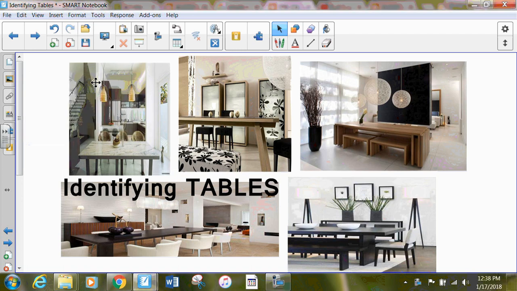Okay, here goes. Let's go ahead and identify some tables. Well, let's see. It looks like we have kitchen table, dining table, maybe an entryway table. Ha ha ha, not those kind of tables, right? All right, what kind of tables?